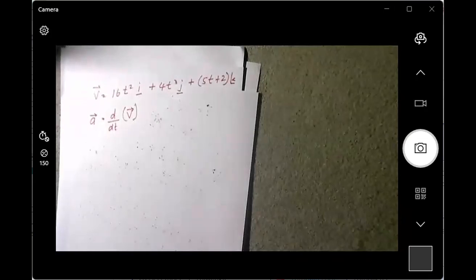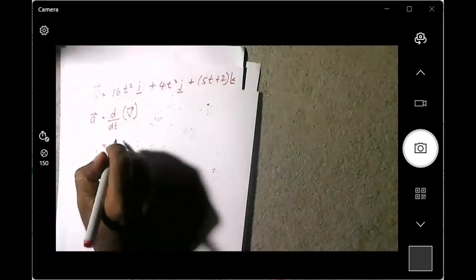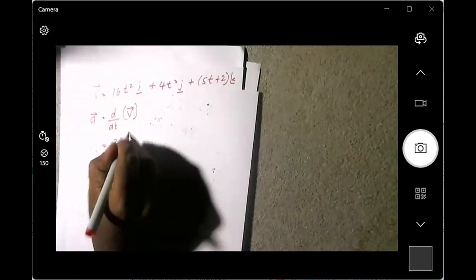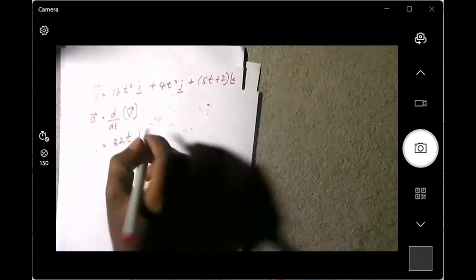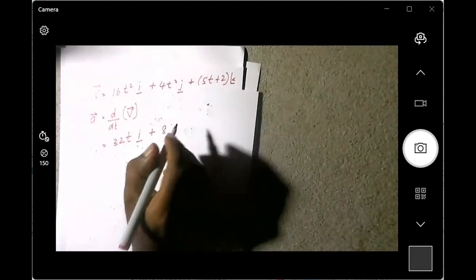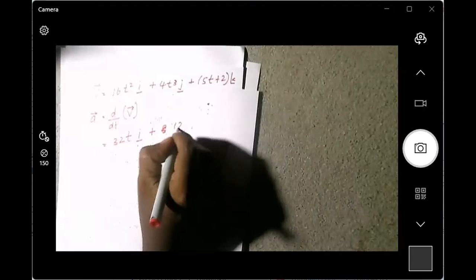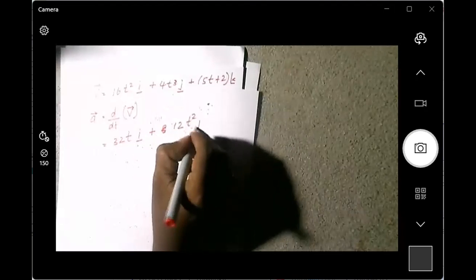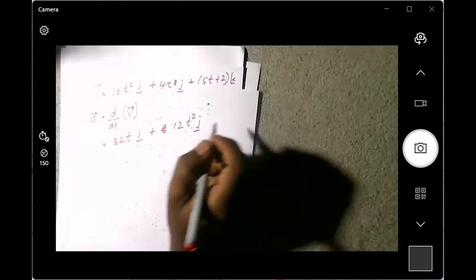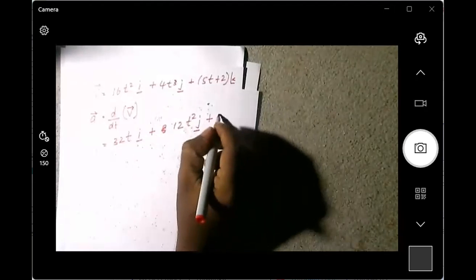So first differentiate the whole expression with respect to time. You will get 32t i plus 8, is t cubed, right? Not 2. That means 3 into 4, 12t squared j plus 5k.